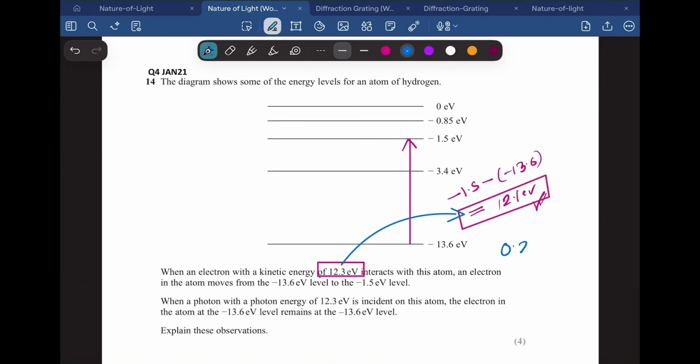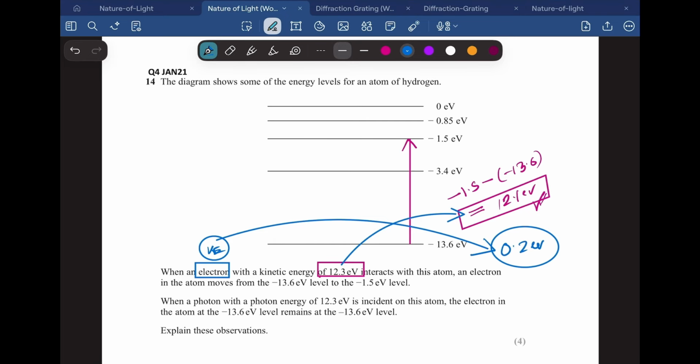So 0.2 electron volt will remain as the kinetic energy of the incoming electron. This is something that I've made you understand before while doing the multiple choice questions.